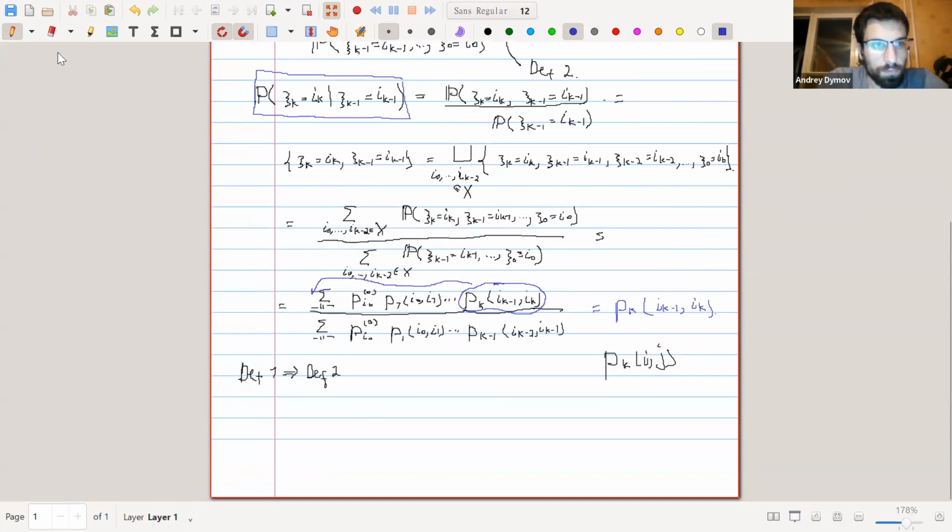Now we should prove that definition one implies definition two, but this will be homework. This will be one of the problems in the list I will put on the website.